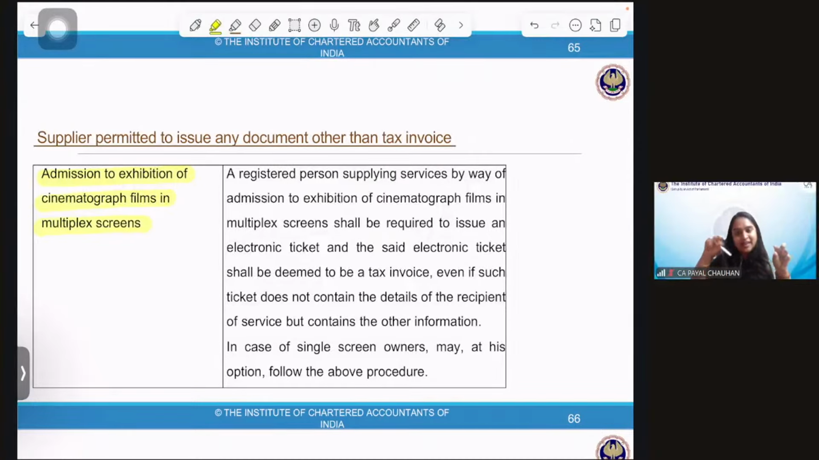You have a theater room number in which cinema you need to see the movie, your seat number. That means the basic information mentioned were not there.